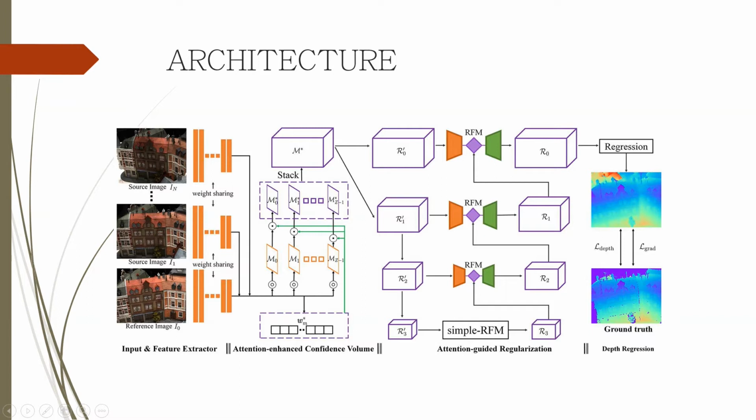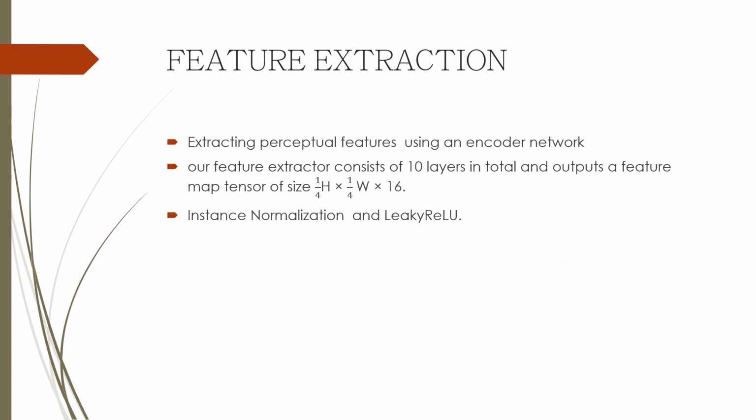This is the basic architecture of the attention multi-view stereo described in their paper. It has basically four steps: input feature extractor, attention enhanced confidence volume, attention guided regularization, and depth regression. We can discuss each of these in detail. The first stage of the architecture is the feature extractor. It aims to extract the perceptual features from the input image, which is done using an encoder network consisting of 10 layers. Here, they used instance normalization and ReLU in this stage.